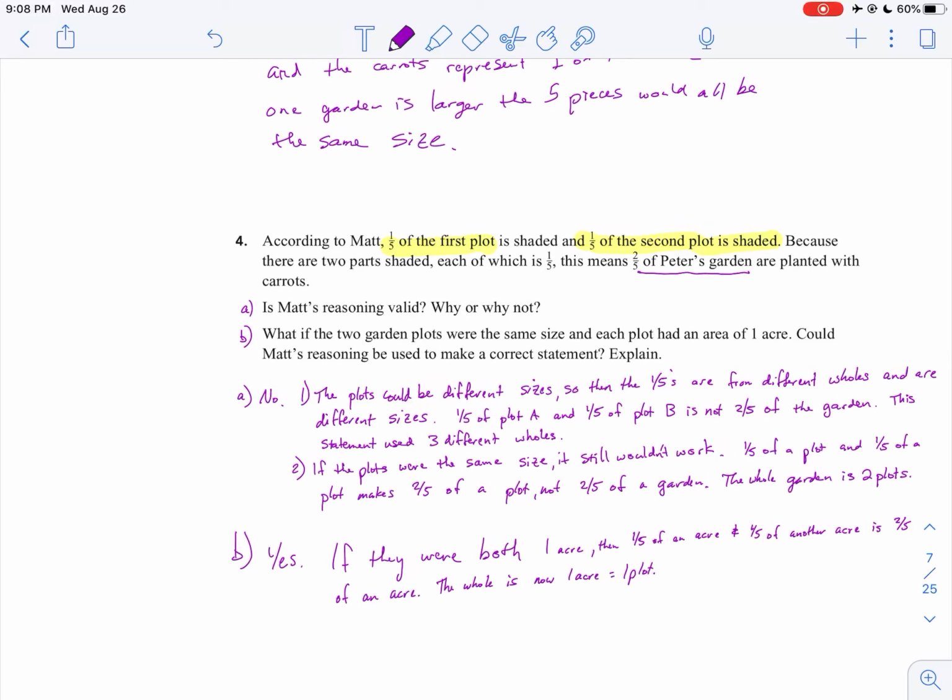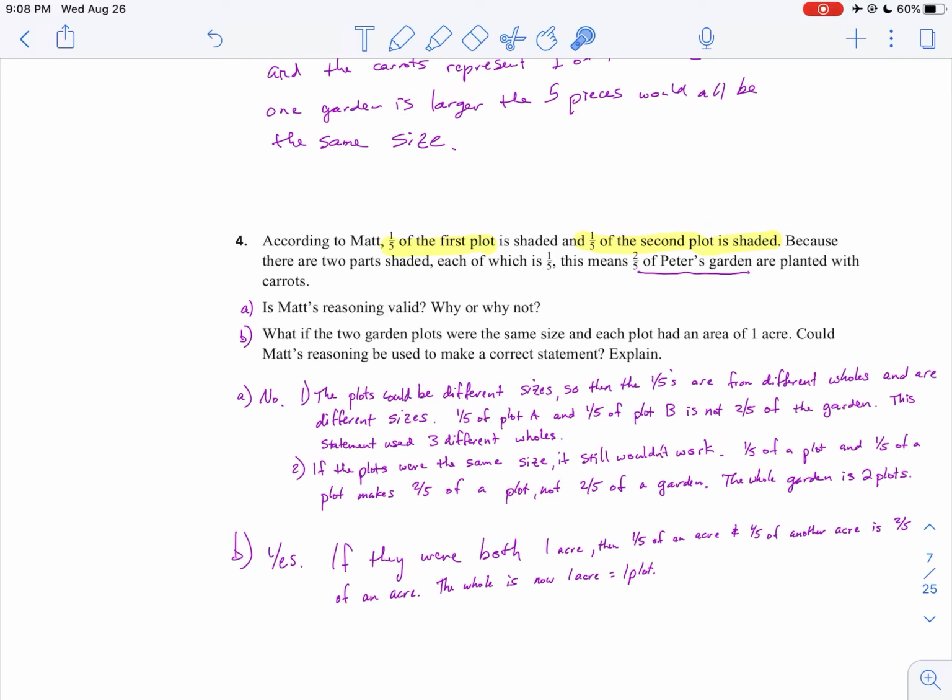I probably shouldn't have put the answer there and let you think of it on your own. I'm sorry. The answer is no. It's not okay. The reason is the plots could be different sizes. That's not really the issue. But if they are different sizes, a fifth of plot A and a fifth of plot B is not 2/5 of the garden.